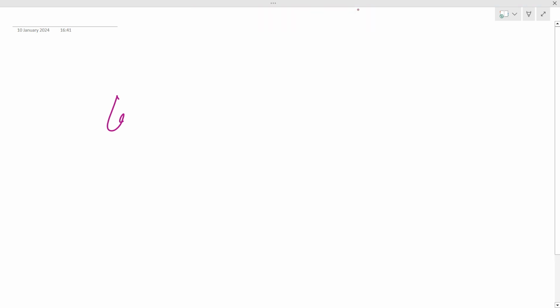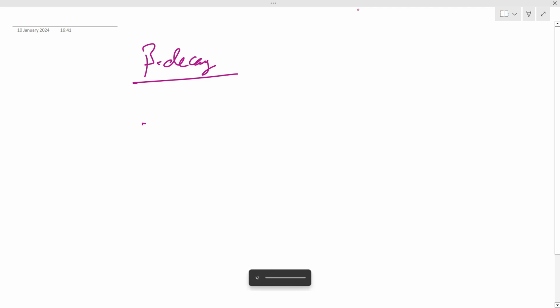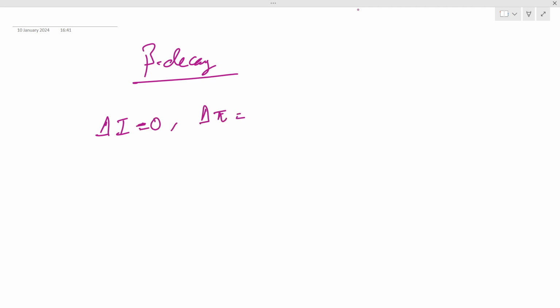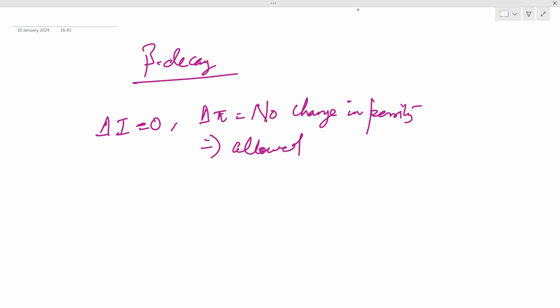So what I was saying is, let's discuss beta decay. What happens there is, for example, del I is 0 and del pi is no, that means no change in parity, then it's allowed beta decay.